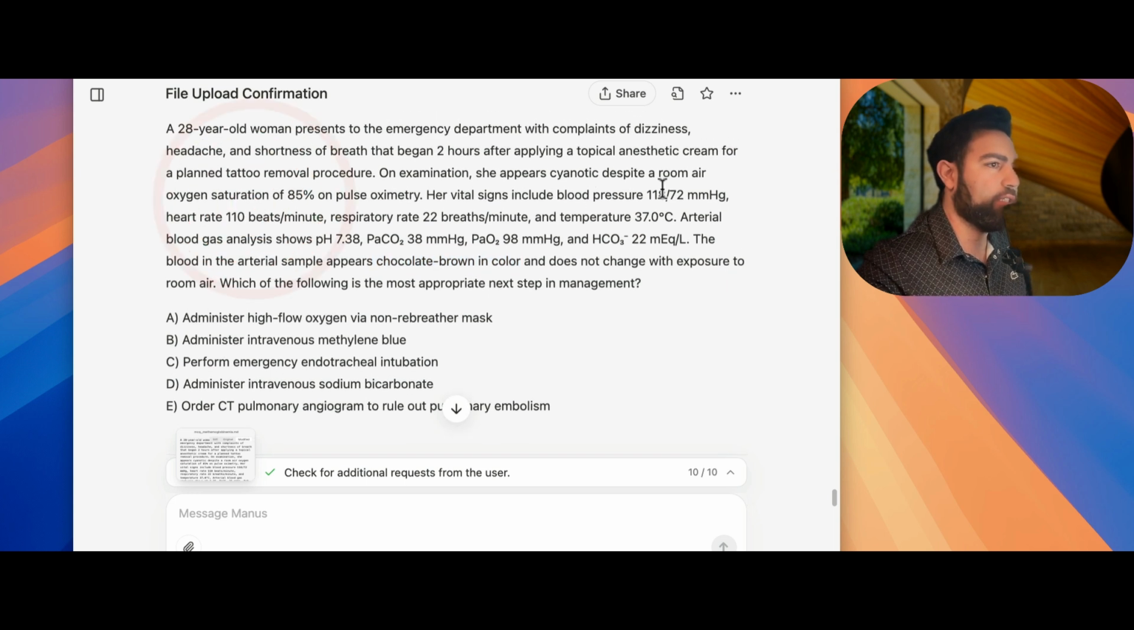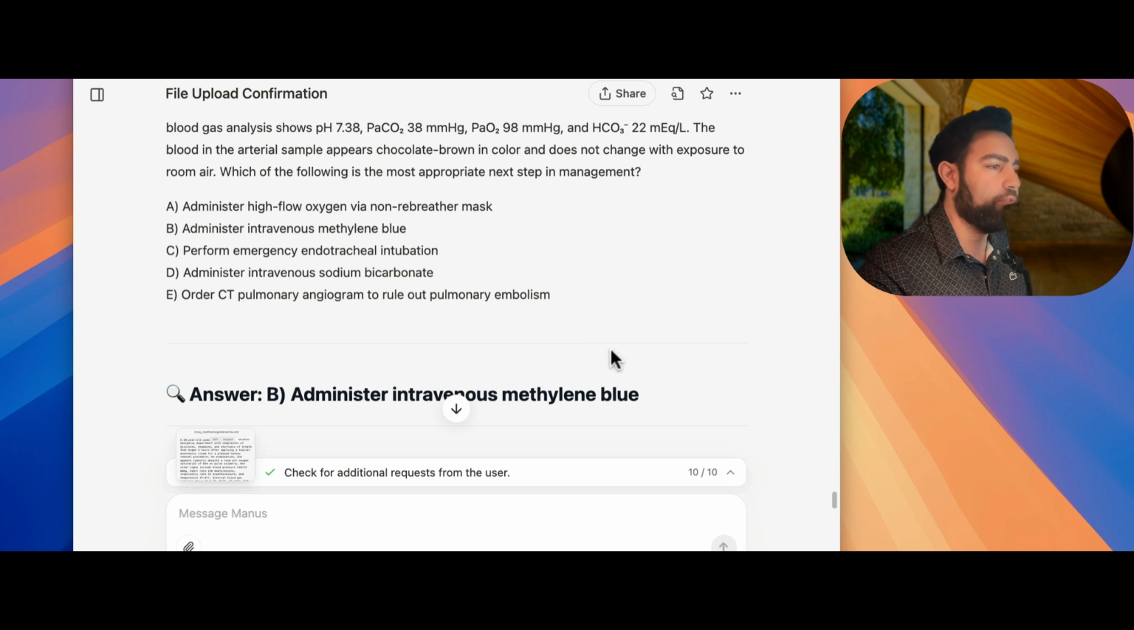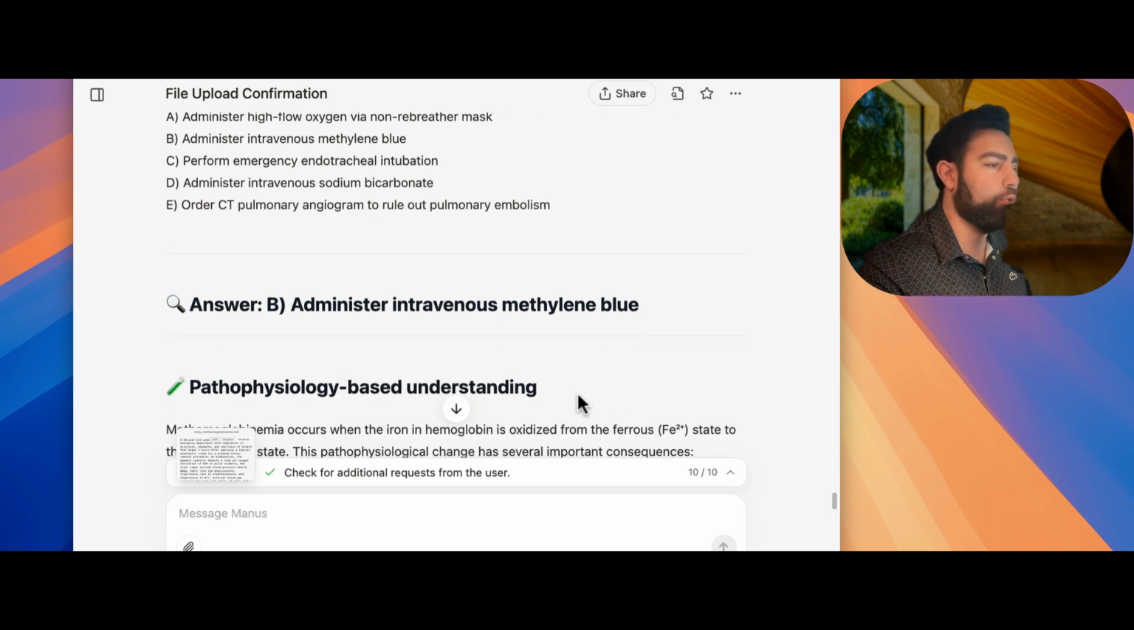The most important things that you will see are the cyanosis and this difference between the PaO2, which is 98, and the pulse ox of 85%. So it's very key to immediately recognize this and see whether your patient is actually indicated to get the medication for treatment, which is IV methylene blue.